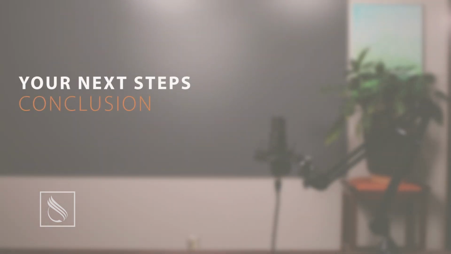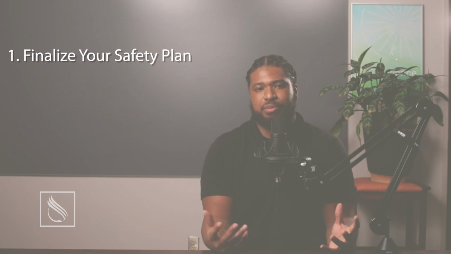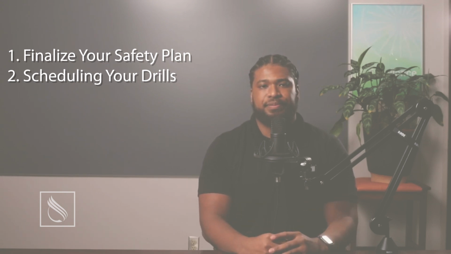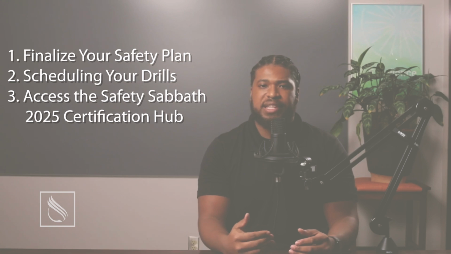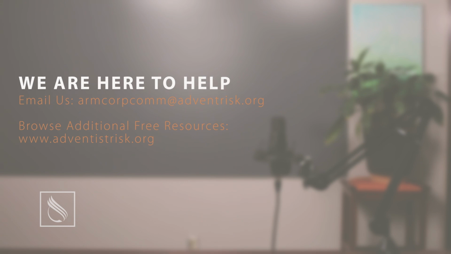Your next steps. Here are 3 steps that you can take as you move forward. Step 1, finalize your safety plan based on the tools and resources provided. Step 2, schedule your next drill and ensure your team feels confident and prepared. Step 3, access the Safety Sabbath 2025 Certification Hub to document your efforts, share your experience, and receive your church's certificate of completion. If you have any questions or need additional support, we're here to help.